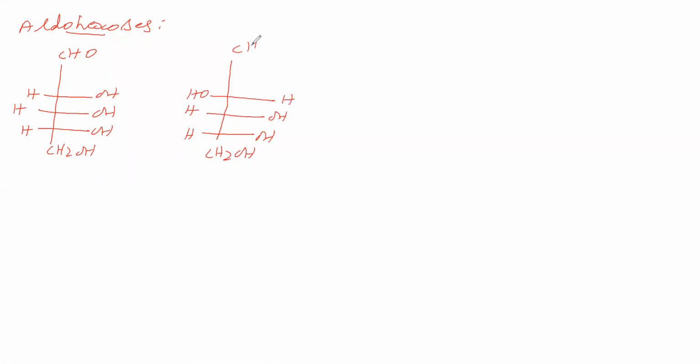And the functional group is aldehyde. It is 5 carbons. 5 carbons D-ribose we have taken. Next, we will take D-arabinose 2 times.